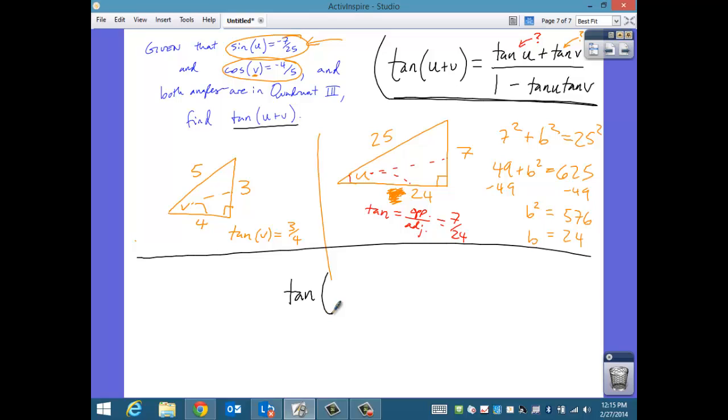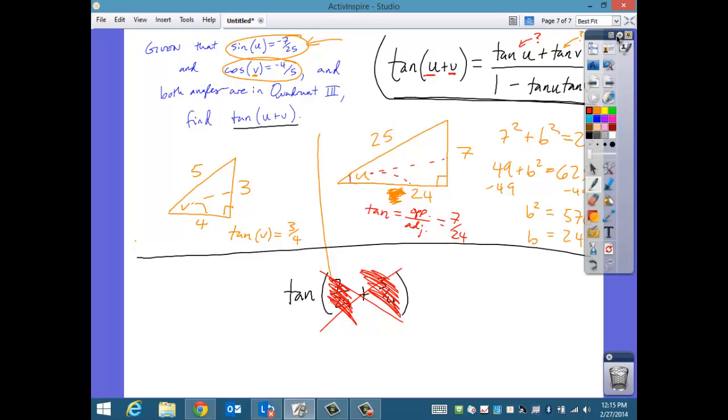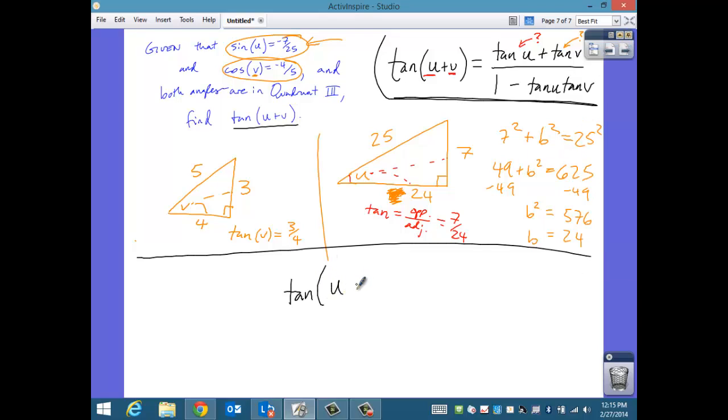Now here's a bad habit. If you feel compelled to put in tangent of 7/24 plus 3/4, you're really thinking about this wrong, because those are not the angle measures. This is the tangent of u plus v, and we have not determined that u is 7/24, and we have not determined that v is 3/4. Those do not go there, so don't write them there. Like we said at the beginning, we don't know what u is. We don't know what v is. Leave them as u and v.